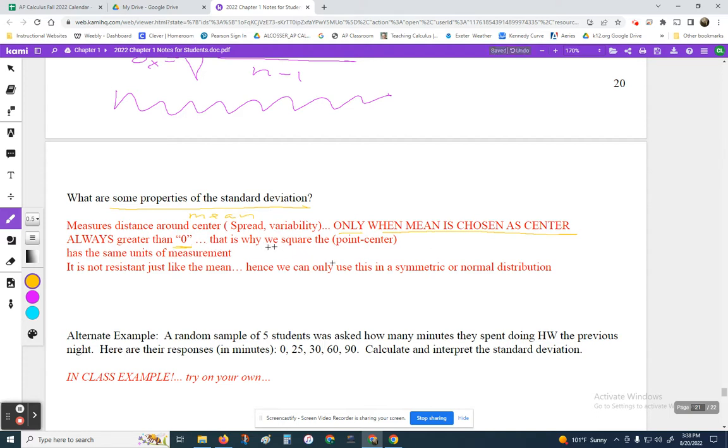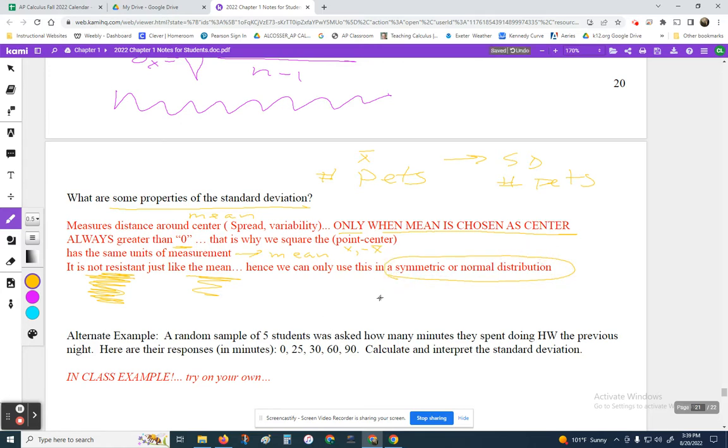That is why we square the point minus the center. In other words, that's why we square x1 minus x bar, because it would be 0 at that point. It always has the same units of measurement as the mean. So if x bar is in number of pets, standard deviation is in number of pets. That's why we take the square root. It is not resistant at all, just like the mean. So we can only use it with these. If you see skewed, you can't use it.